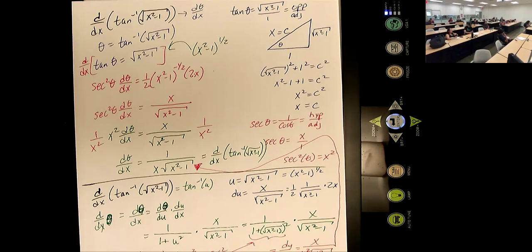And that's all I got for you. We'll start 3.4 on, what is it, Thursday? 3.4 is on word problems, called related rates, you're gonna love it.